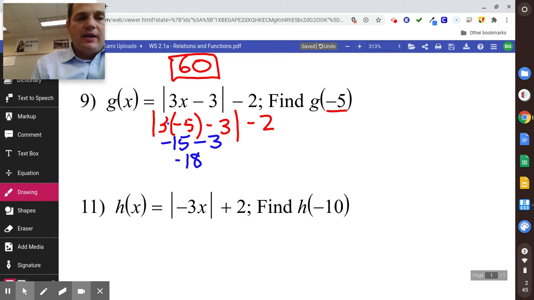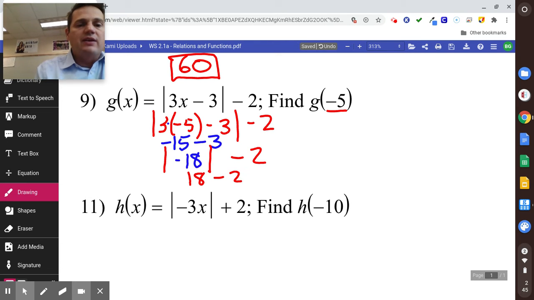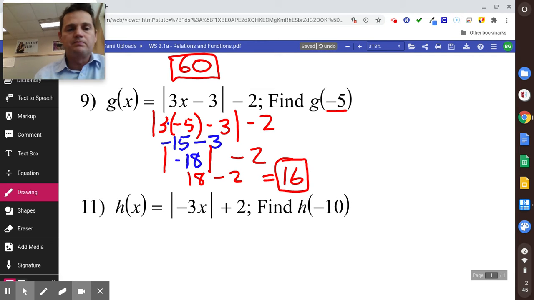We haven't done anything with the absolute value bars yet. Sometimes people say it makes it positive, and that's not a great way of thinking about it, but it's useful. The absolute value of negative 18 is 18. So then we have 18 minus 2, which is 16. That one's hard to check on your calculator because most calculators don't have an absolute value button.